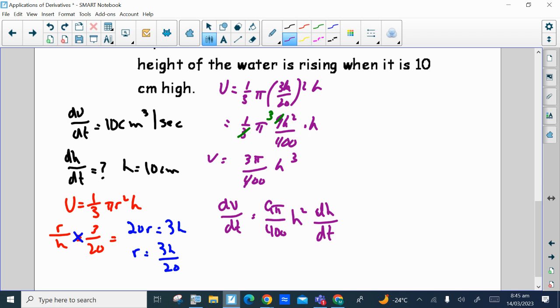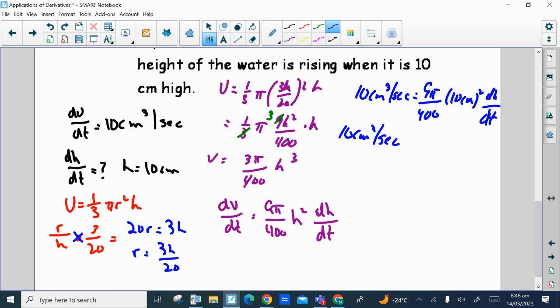Okay, so we're given dV by dt. That is 10 centimeters cubed per second. And that equals 9 pi over 400 times h, which is 10 squared, 10 centimeters squared, times dh by dt, which is what we're trying to find. What is dh by dt? The rate of change of height with respect to time.